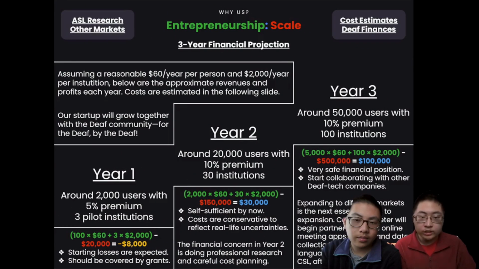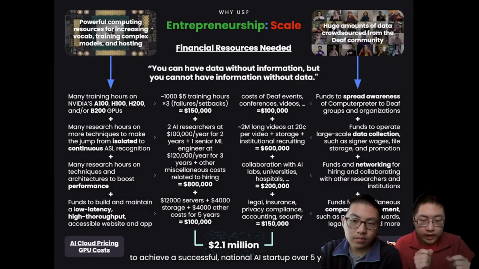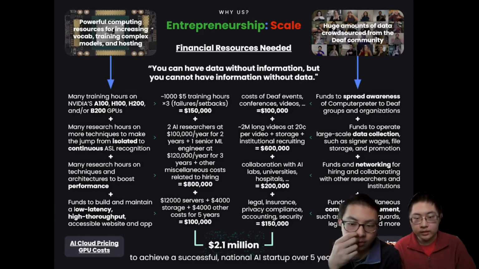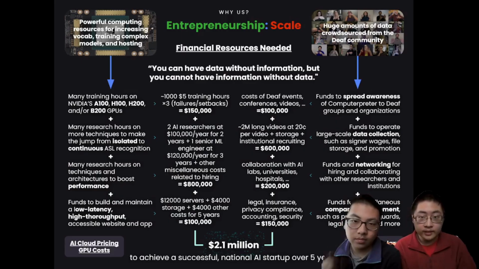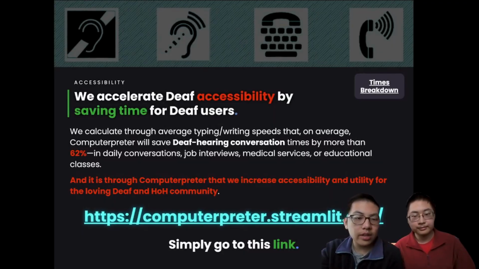Here's our 3-year financial projection. In the first year, there will be some starting losses, but that is expected and very fine because by year 3, we will be in a very safe financial position and we will know what to do next. Over 5 years, to make Computerpreter a successful national AI startup, we'll need $2.1 million. That is a significant investment, but we know that with the good market and our own determination, we can do it. Finally, we estimate that Computerpreter can save deaf-hearing conversation times by up to 62%.